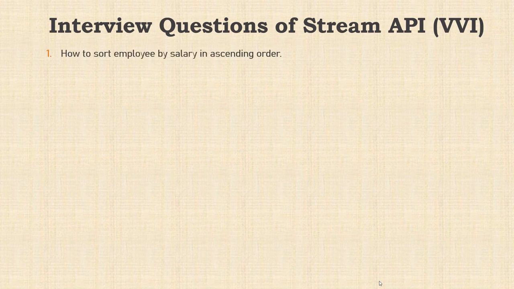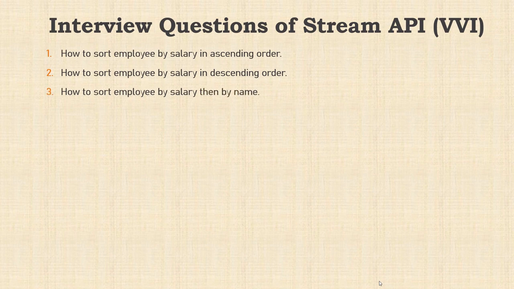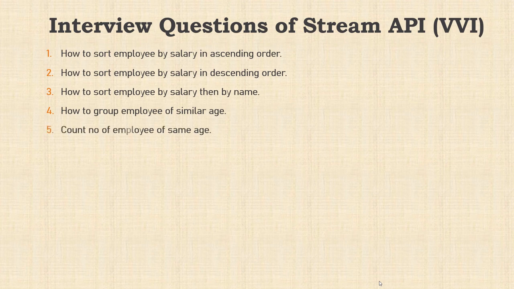So I have made one list of interview questions. First will be how to sort employee by salary in ascending order. Second will be how to sort employee by salary in descending order. Third will be how to sort employee by salary, then by name. Fourth will be how to group employees of similar age. Fifth will be count the number of employees of the same age.